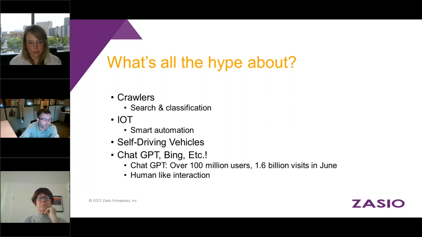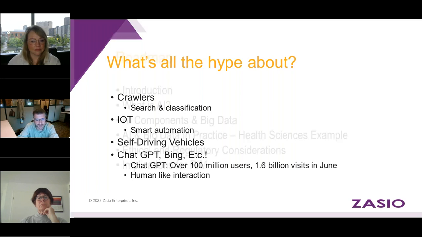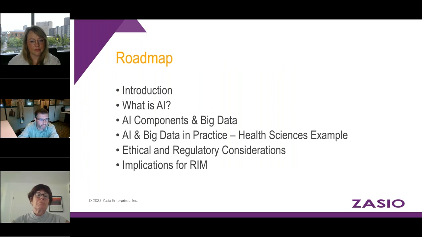And then the biggest one that we know about is ChatGPT and Bing, these generative language services that are very popular right now. We included some statistics: over 100 million users, 1.6 billion visits in June alone. I think the thing that is impressing most people is the very human-like interaction that these generative language services are providing. So that's a quick overview of some of the things we're talking about, really the technology and the knowledge behind a lot of this. So Jen, back to you on the roadmap.